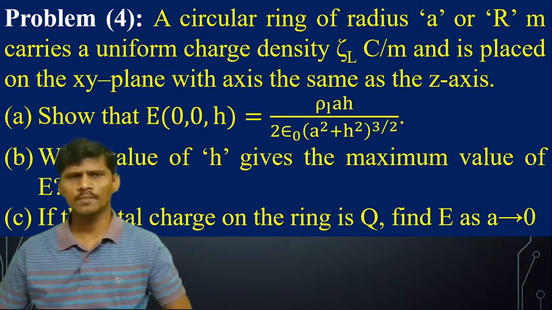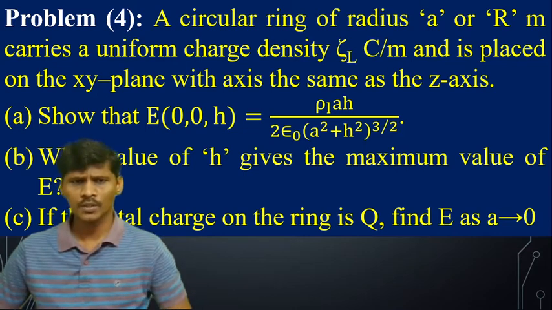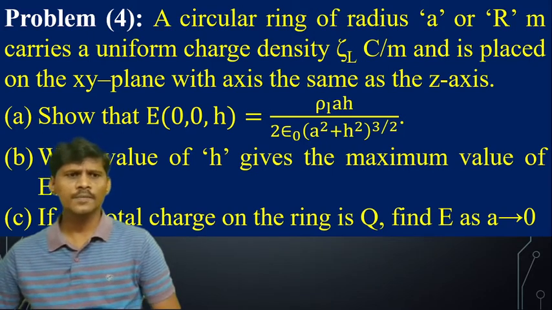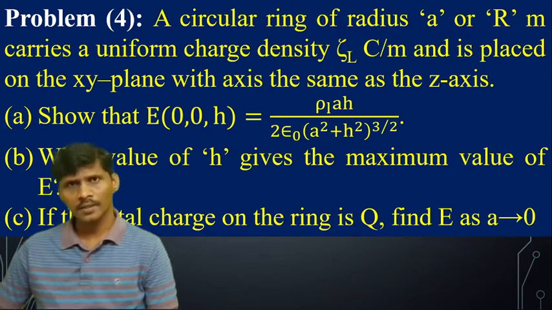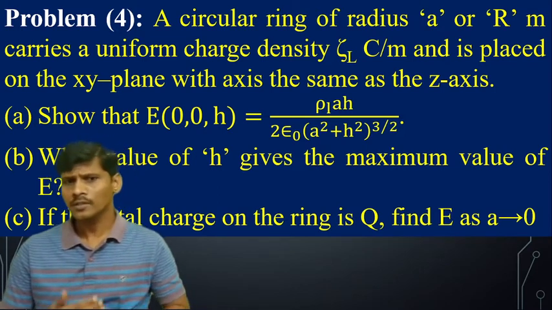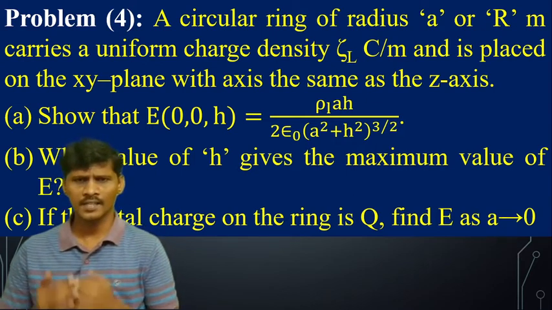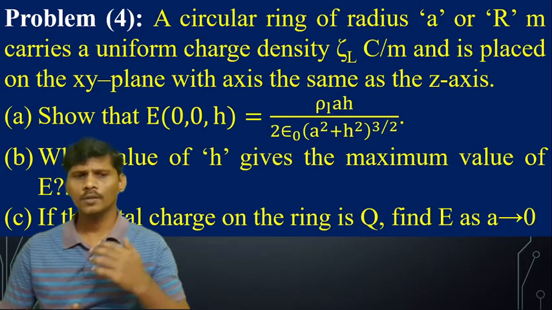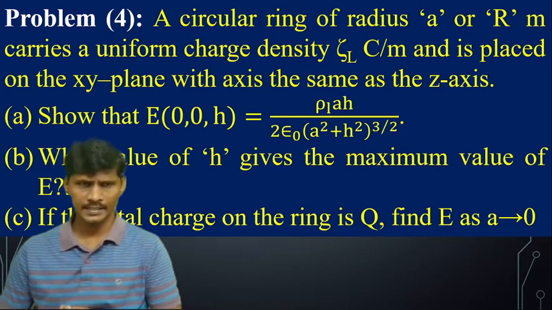First bit, show that E of (0, 0, h) is equal to rho L h by 2 epsilon naught into (a square plus h square) whole to the power of 3 by 2. The second bit is what value of h gives the maximum value of electric field intensity. And the third bit is, if the total charge on the ring is Q, find the electric field intensity E as a tends to 0. So first calculate the first bit, find the electric field intensity at point P. That point P is placed on the z axis.